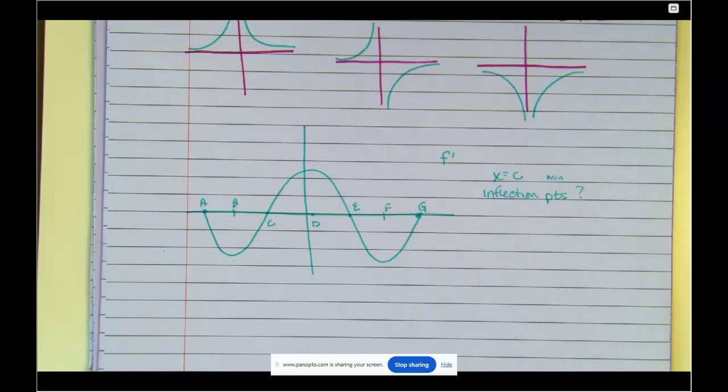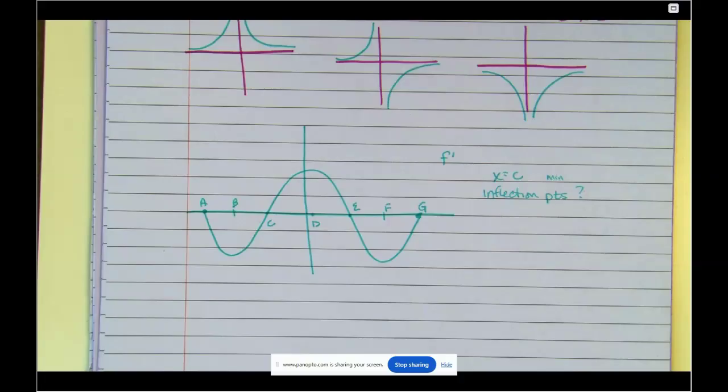You have to remember that f prime is what you're given. F double prime is going to be the slope of this. So you have to, in your brain, go, okay, inflection point happens when the second derivative is 0, which means that the slope of the derivative, which is f prime, is 0. So where is this slope 0? At B, at D, and F. Those are your inflection points.